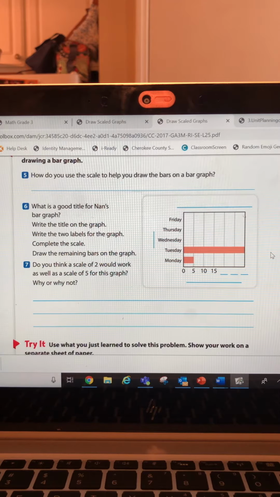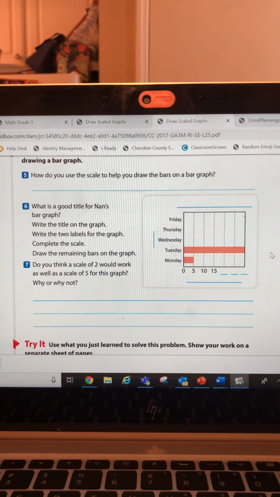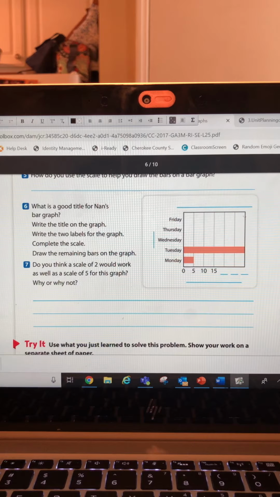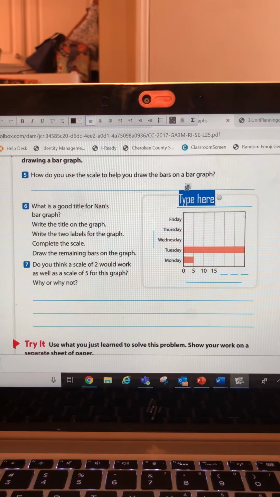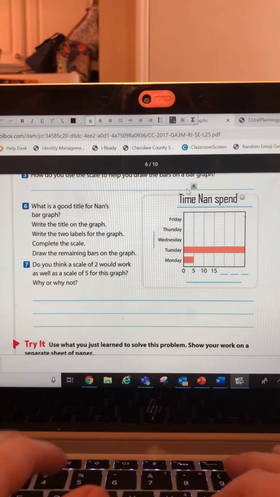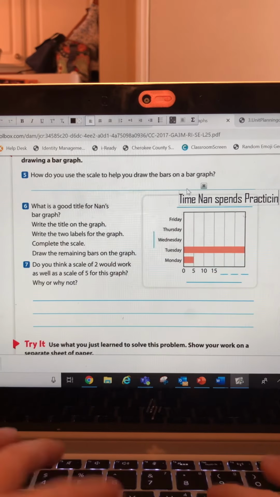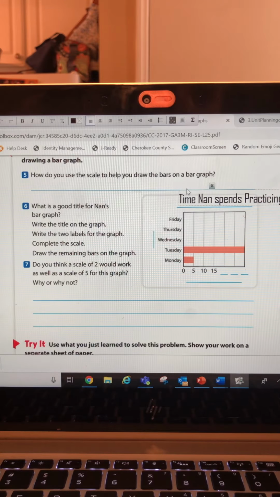So I know when I'm taking data from a table, putting it in a graph, that one of the first things I need to do is put a title on my bar graph. So I know that the problem says that Sweet Nan was practicing her guitar every single day, Monday through Friday. So I may say something like, time Nan spends practicing guitar. And if you can think of a shorter way to say that, go for it.